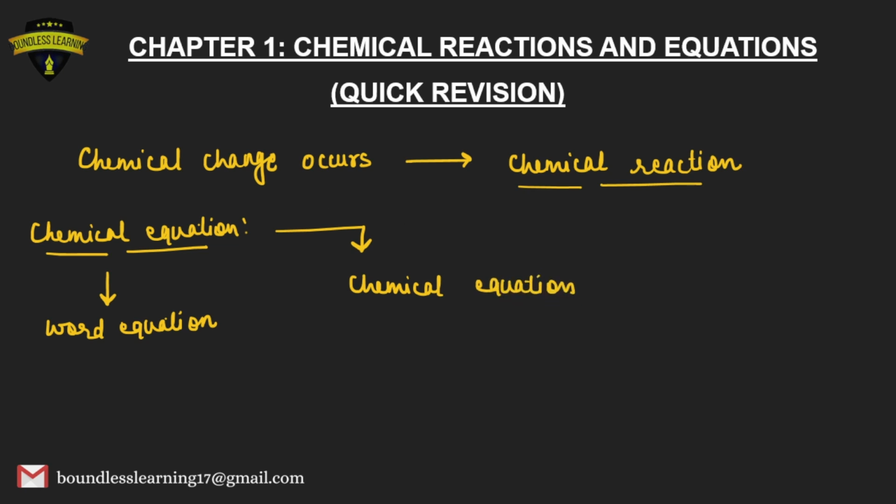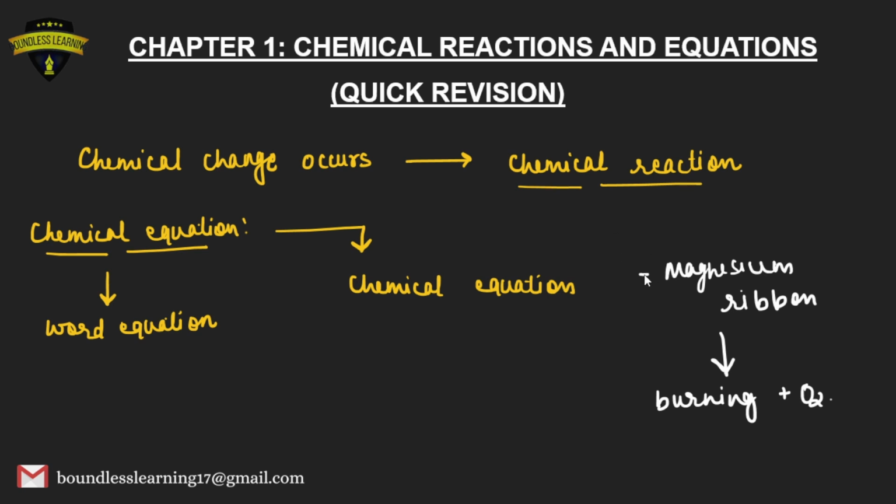Let's say, for example, I have a magnesium ribbon. I am burning this ribbon in the presence of oxygen. So this is the experiment which we are conducting, that we are burning this magnesium ribbon in the presence of oxygen. And we have to write this chemical reaction in the form of a word equation as well as a chemical equation. So what would be the word equation?